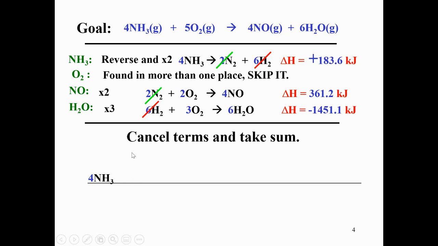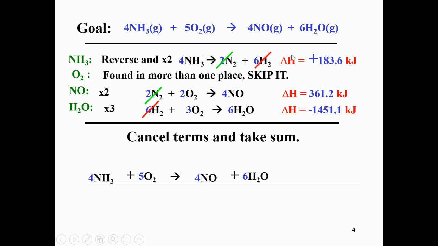So now if I add this up, on the left-hand side, what do I have left? I have 4 NH3s. How many O2s do I now have? I have 5 O2s. Add this one plus this one together. Now what do I have on the right-hand side? This one's got rid of everything there, right? This one here, now my 4 NOs. And what else do I have? I have my 6 H2Os.